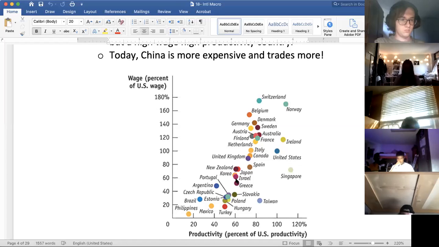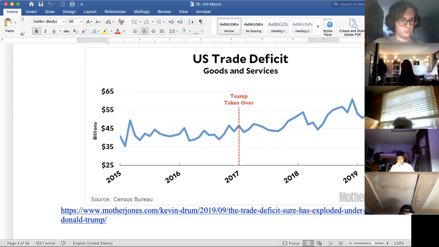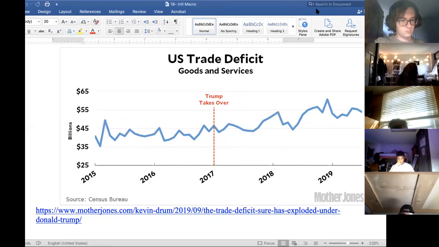There's no better evidence of this than what happened under Trump, where Trump came into office complaining about the trade deficit, how he's going to reduce the trade deficit. What happened to the trade deficit under Trump? It went up, right? Here's the trade deficit. Trump takes over in 2017. Look what happened to the trade deficit. It's continued to go up.